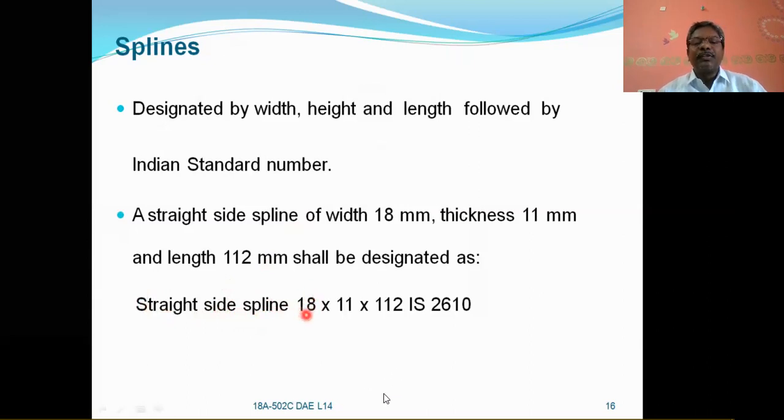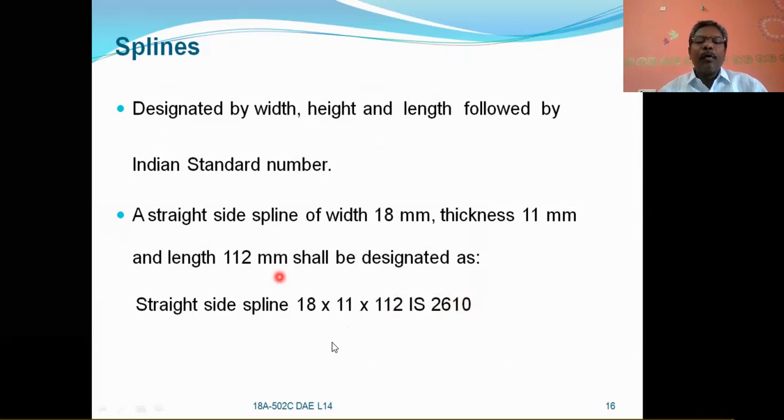This can be designated as straight-sided spline, which is the name indicated, and next is the width as per the designation, into 11, which indicates the thickness of the spline, and into 112, that is the length of the spline. And this is the IS number 2610, dash the corresponding year. That means the recommendations of this IS number of the corresponding year should be there, maybe 1966. So this is the designation.